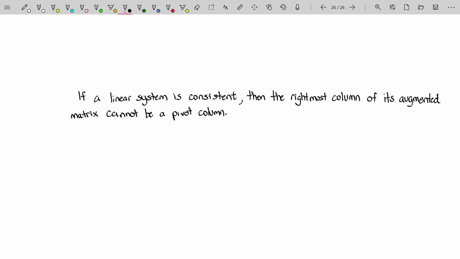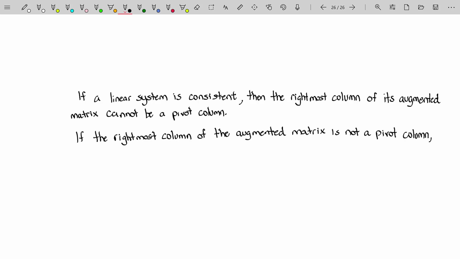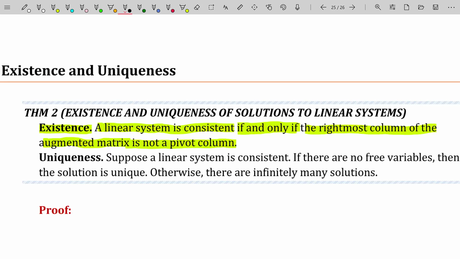The reverse part of the bijection is stated this way: if the rightmost column of the augmented matrix for a linear system is not a pivot column, then the linear system must be consistent. That's the actual bijection, or the summary of the existence statement. This guy right here, highlighted before you. So that's a nice way to think about it if you're dealing with this theorem.